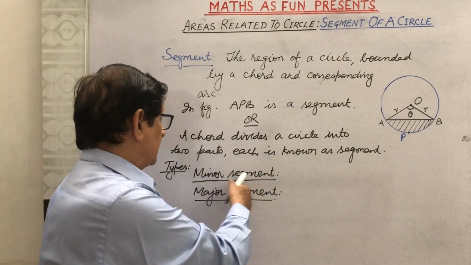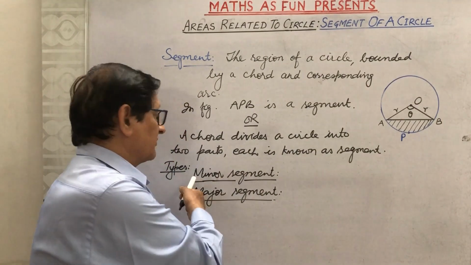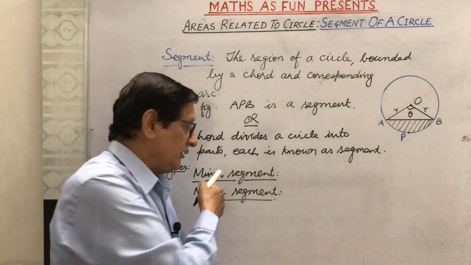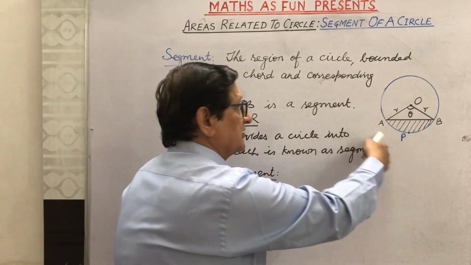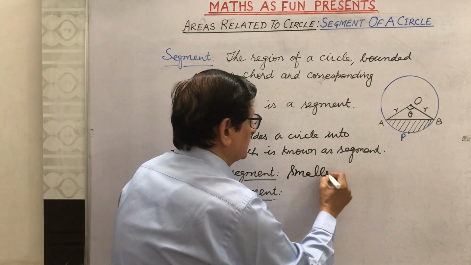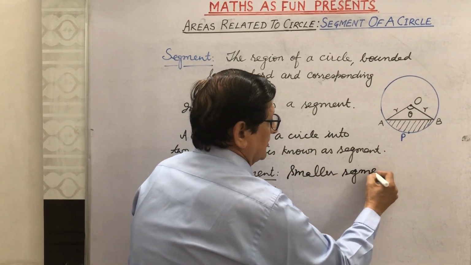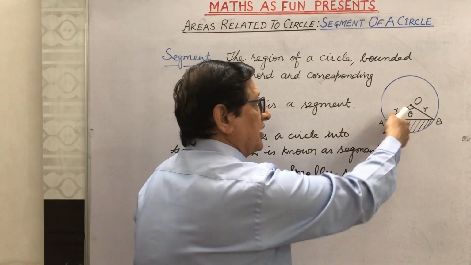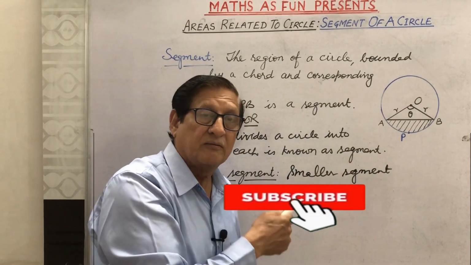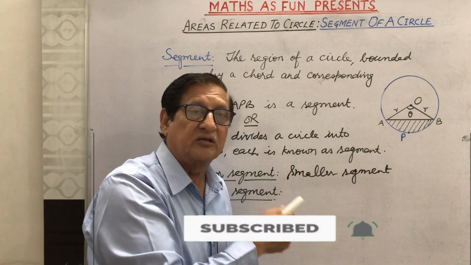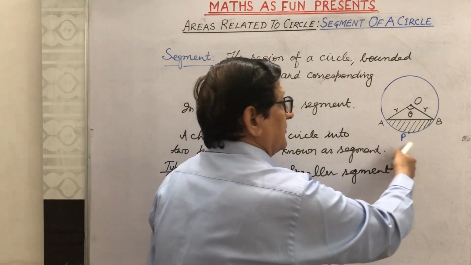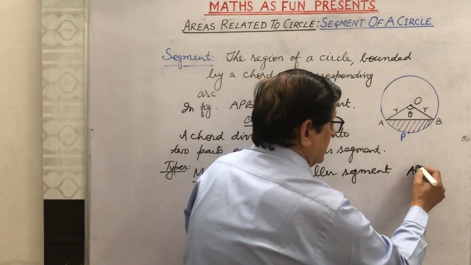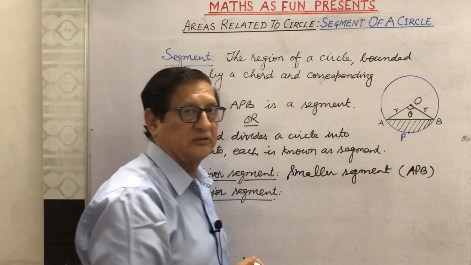What are the types of segments? Actually we have two types of segments, like the sectors. One is the minor segment, another is the major segment. What is a minor segment? A minor segment is the smaller segment of the circle. Here we can also understand it like this: if theta, the angle of the sector, is less than 180 degrees, then the segment is a minor segment. Like APB here, it is the minor segment.